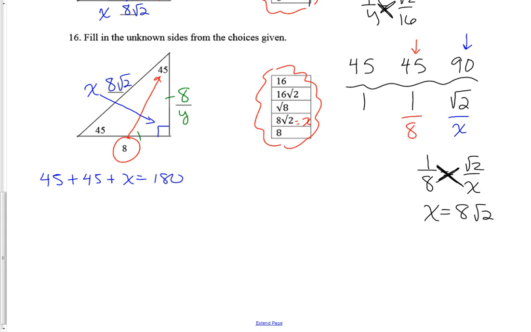If you did not recognize that, you would call this a y. Notice that it is across from the 45, so under the other 45, we make a fraction with the 1. And then I'm not going to use the x. I'm going to set these two equal. So I have 1 over y is equal to 1 over 8, and that gives me y is equal to 8. And that is in my answer bank. Moving on to 17.